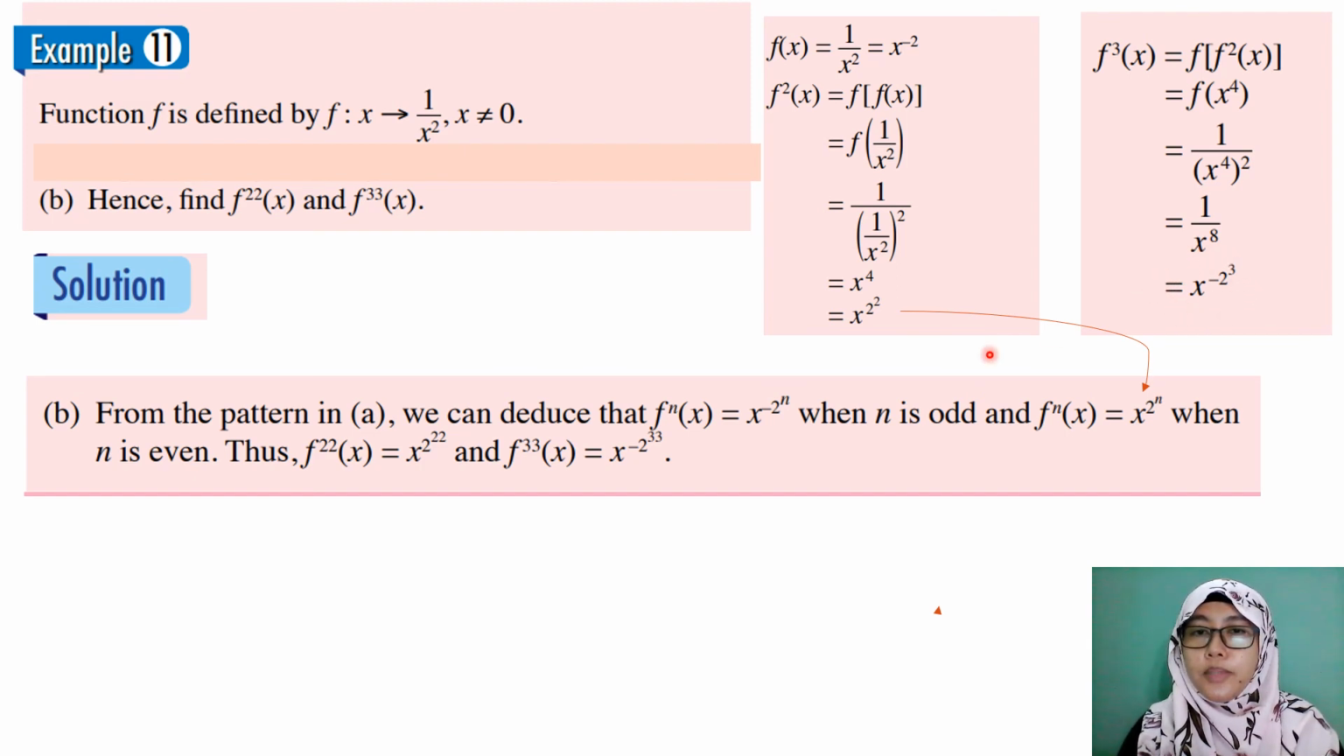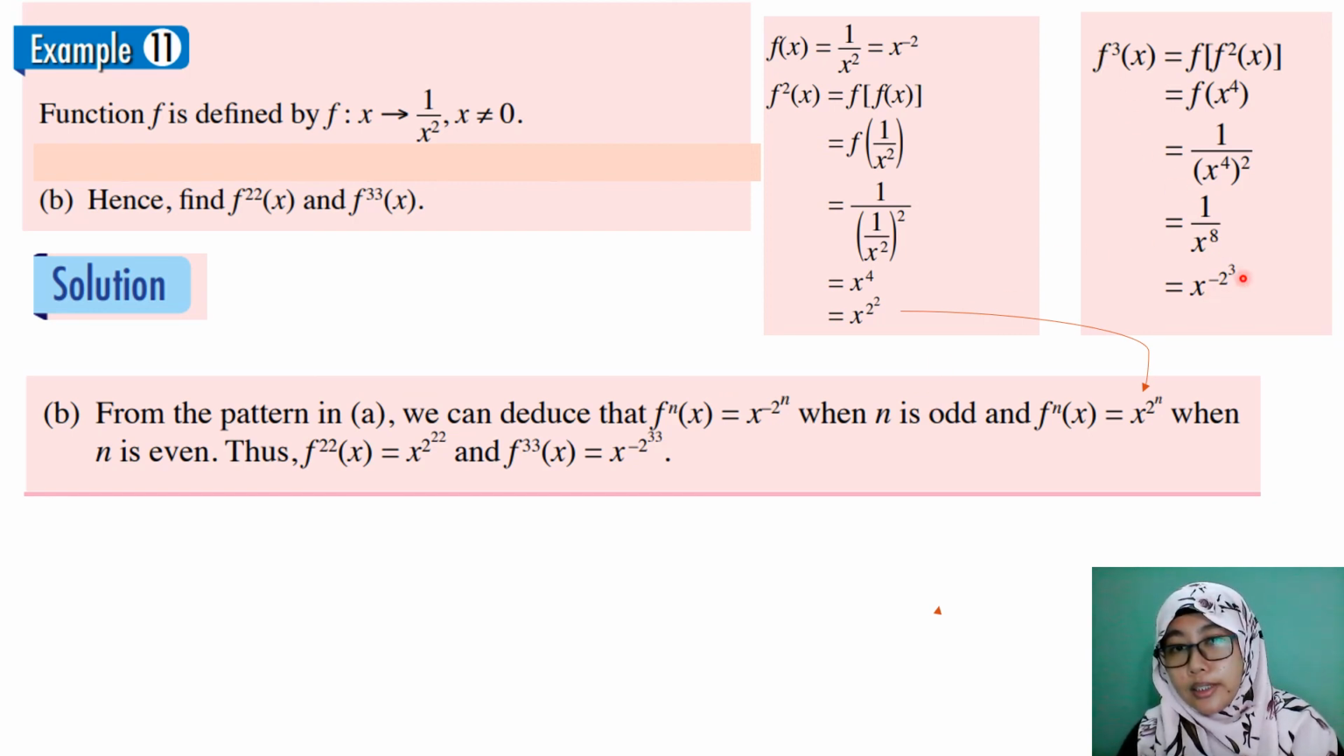Okay, so from this simplest answer, you can make a conclusion, we can deduce that fn x is equal to x to the power of negative 2n. Kenapa dia ambil dekat sini? Okay, this is for n is odd. Kenapa dekat sini kita ambil n is odd? So we need to deduce. So kamu kena buat deduction, kamu kena buat assumption kamu sendiri sebenarnya.